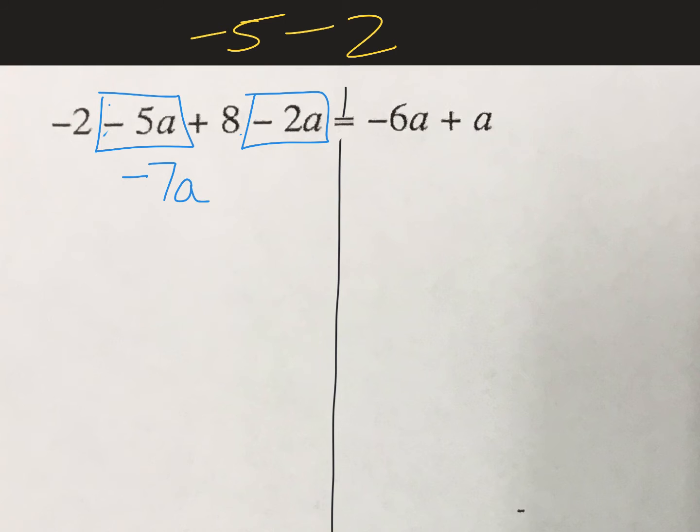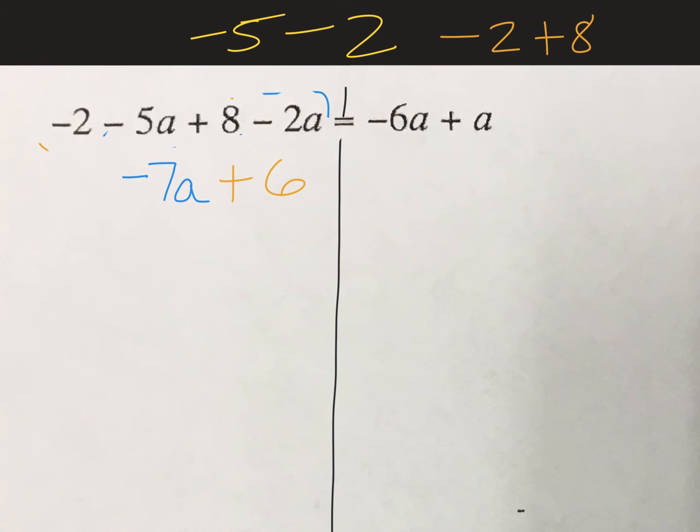And then the other like terms that I have in this particular case, like I said, are negative 2 plus 8. If you type in your calculator negative 2 plus 8, you're going to see you get a positive 6. So that means the left-hand side of this equation, we've kind of simplified it, like shrunk it down a little bit here by putting the a's together and by putting the numbers together.